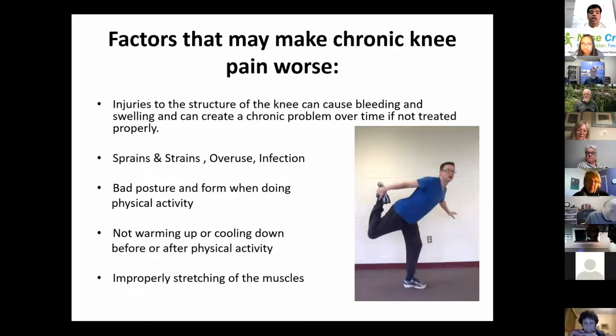Okay, and sprains, strains, overuse, and infections are other common reasons. Sprains and strains can happen with overuse or sudden sports activities. And if there is any infection in the joint, that tends to degenerate or damage the structures much faster.